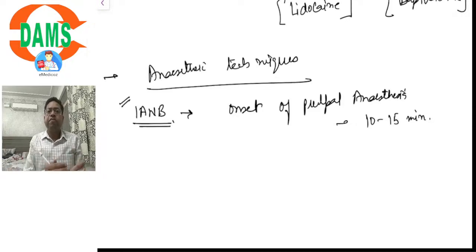Suppose we have administered inferior alveolar nerve block. How do we clinically know whether the pulp has been anesthetized or not? Okay. So this clinical testing of anesthesia is done by electric pulp tester.